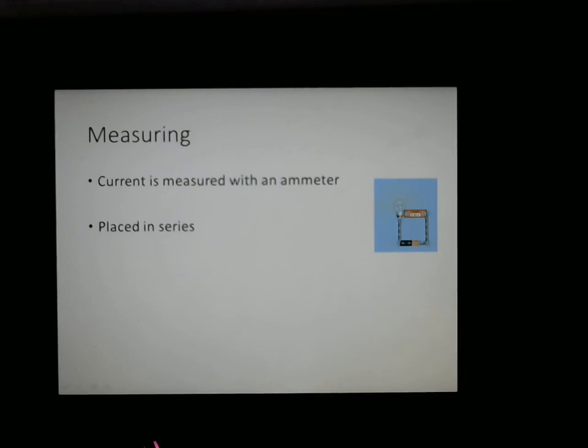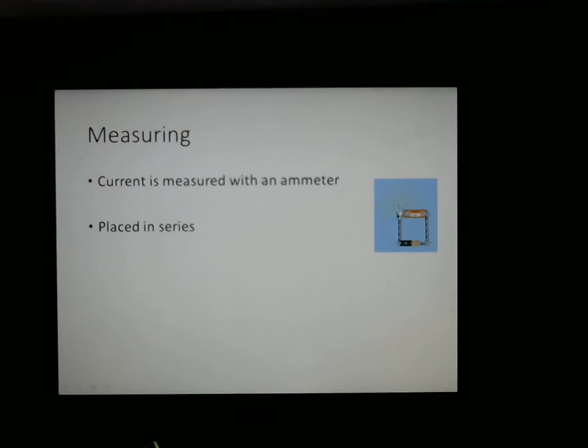So here we have our circuit from before. Our electrons are moving this way, they come up through the light bulb, they make it glow, and then they come through the ammeter, and the ammeter just counts them for us. And on they go. The number might be a bit small there, but it's reading 0.9 amps.